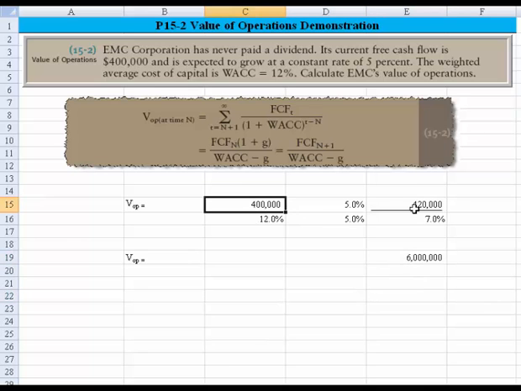Now, the only other thing we would really need to do is just format this. I'll bold that. And that's how we would go about solving problem 15-2.